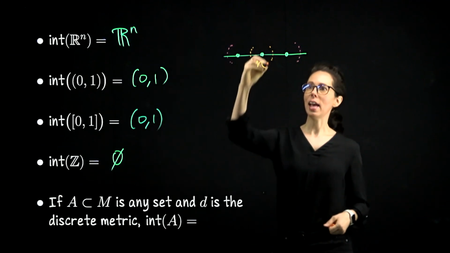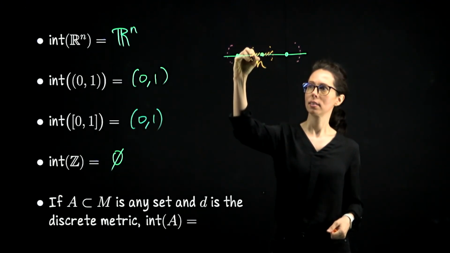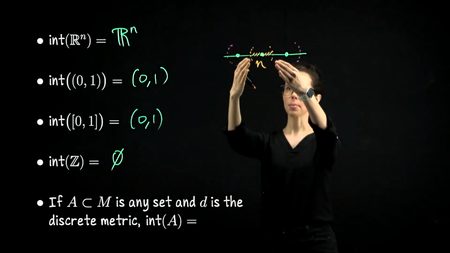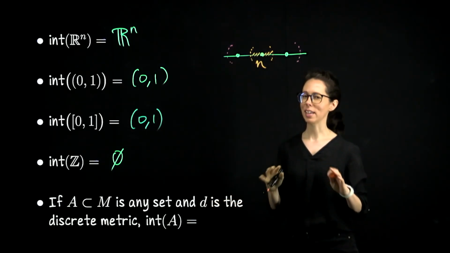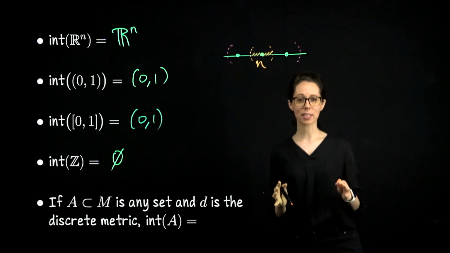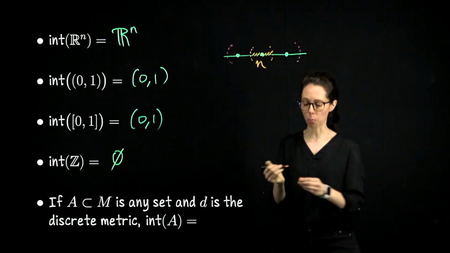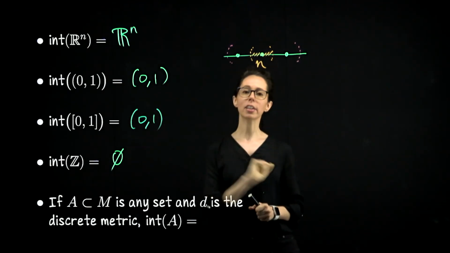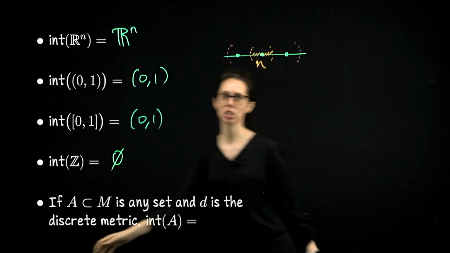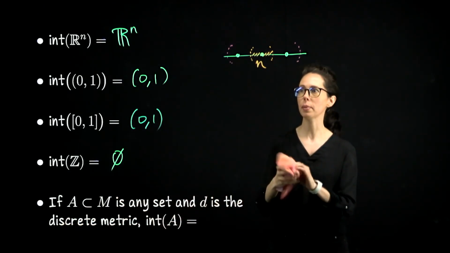We know that any neighborhood like this is going to have irrational numbers in it, right? So no epsilon neighborhood around an integer can contain only integers. So no integer satisfies the definition of an interior point. Those are the only points we needed to test. Therefore, the interior is empty. Okay, let me erase this and we will finish up this set of examples with this discrete metric space.